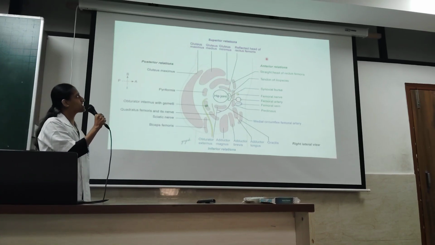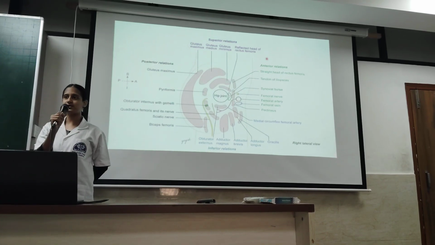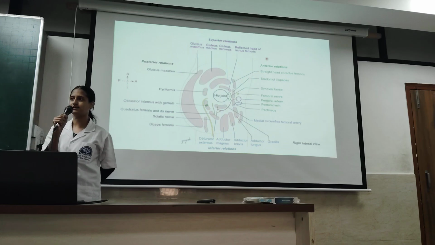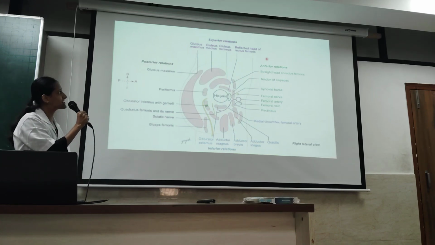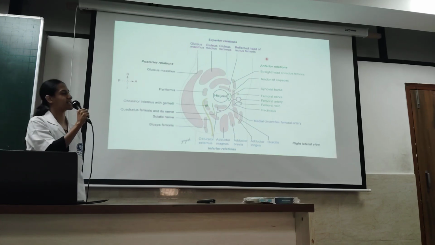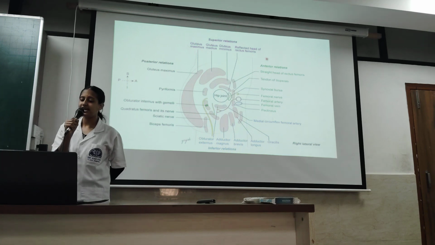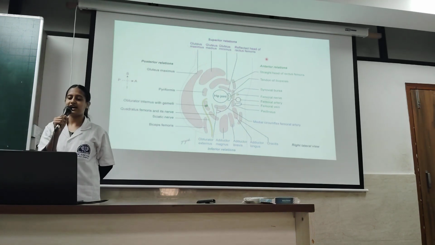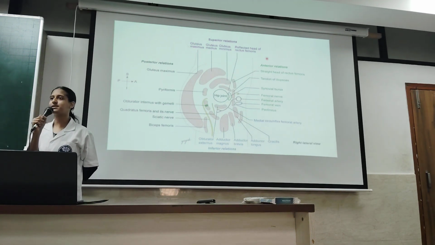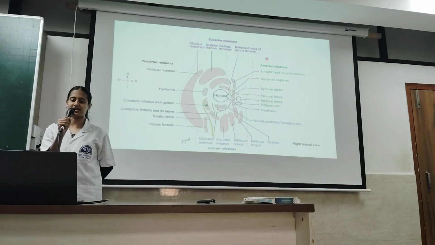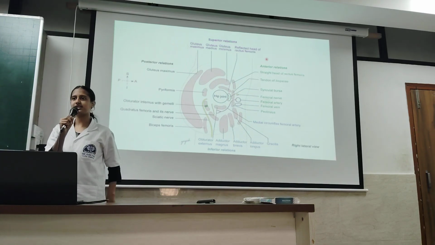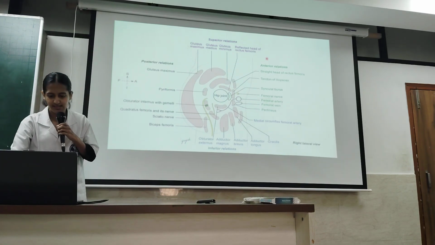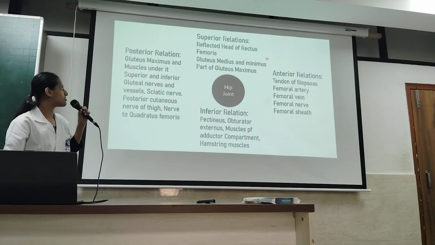Looking at the superior relation, there is the presence of the gluteus maximus, gluteus minimus and gluteus medius muscles, as well as the reflected head of rectus femoris. Inferiorly, there is the presence of the adductor muscles, that are the adductor magnus, adductor longus and adductor brevis. Also, obturator externus is present. We can understand all these by this simple flowchart.